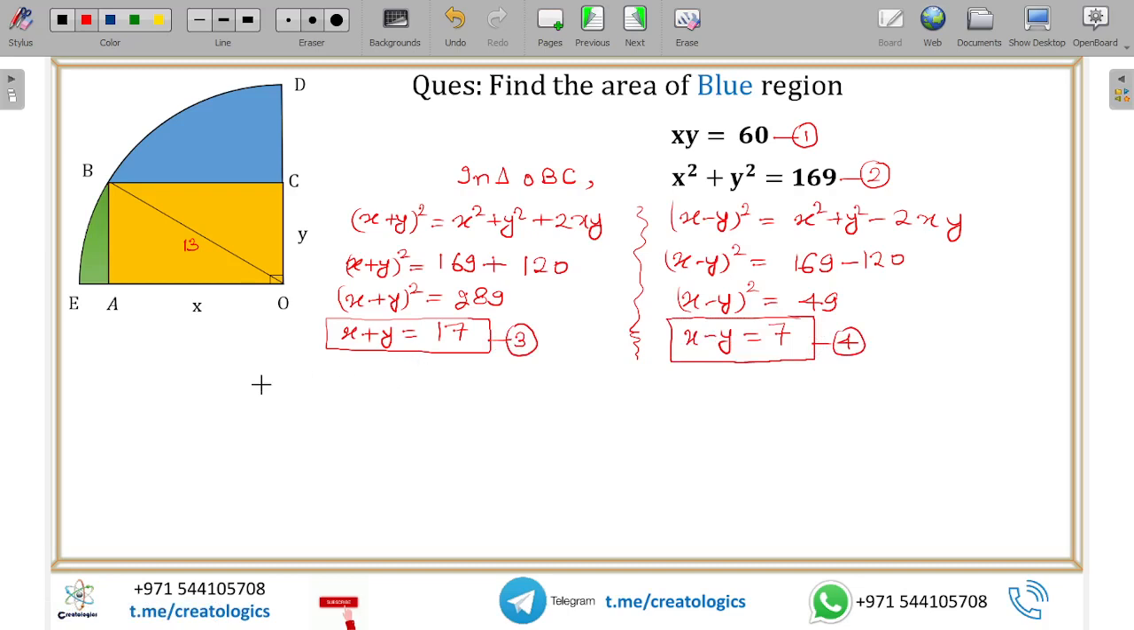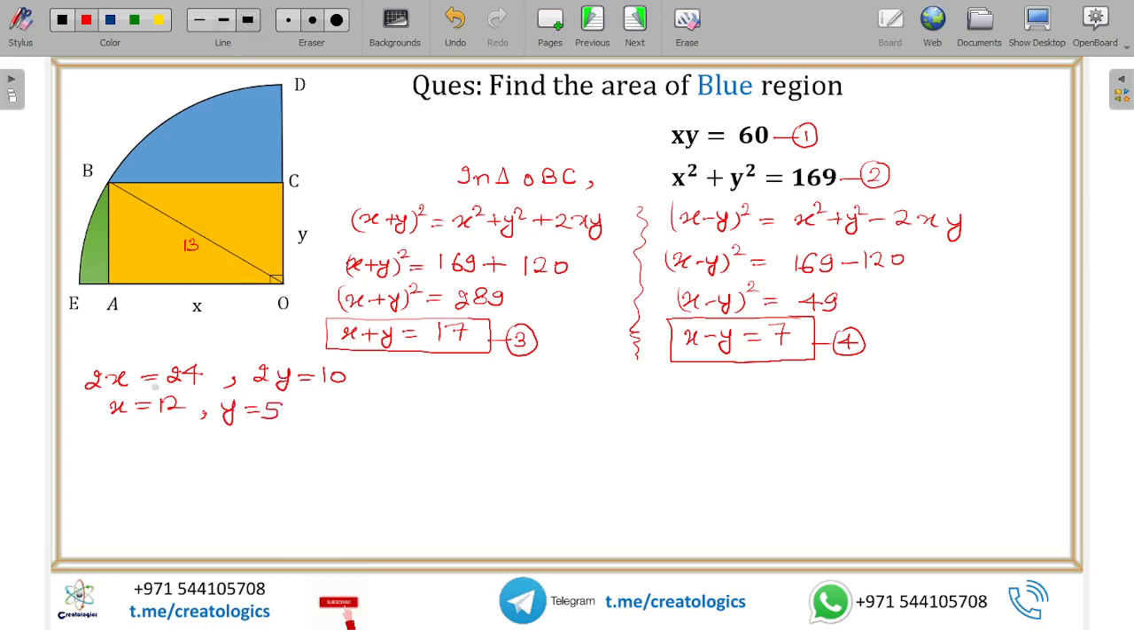If I add these, I will get 2x. On adding, 2x is equal to 24. From here, I get x is equal to 12 units. Also, if I subtract 3 and 4, I will get 2y is equal to 10. From there, I got y is equal to 5. That's great. It means we got the values of x and y now.